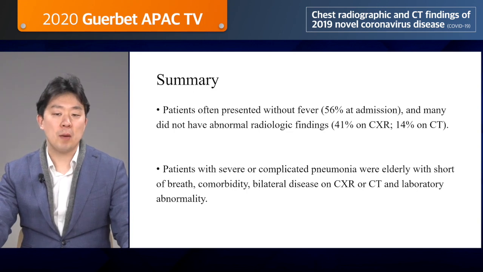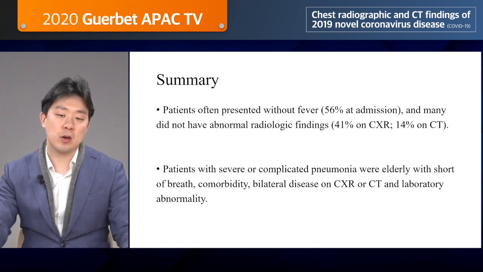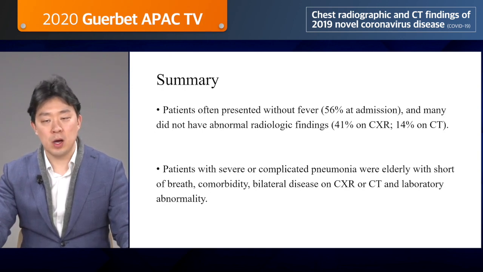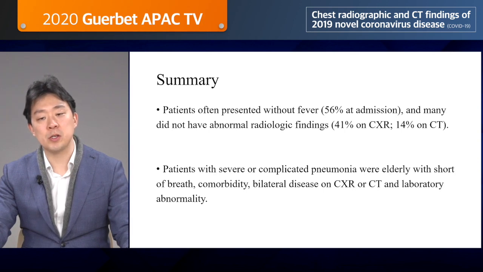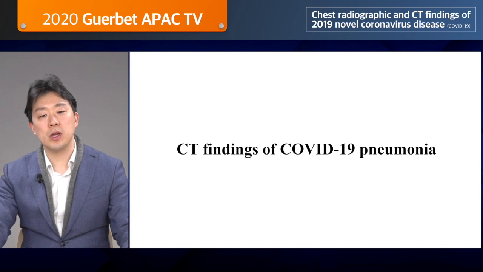In summary, half of the patients with COVID-19 may not have fever at admission. Upon X-ray imaging, up to 40% are normal. Prognosis is not good for people with risk factors. Now, let's look into the CT findings of COVID-19 pneumonia.